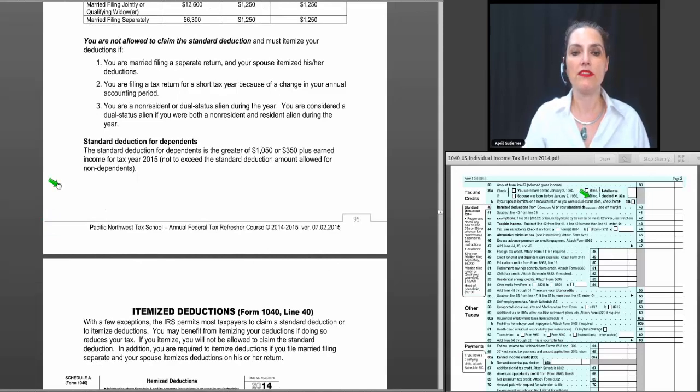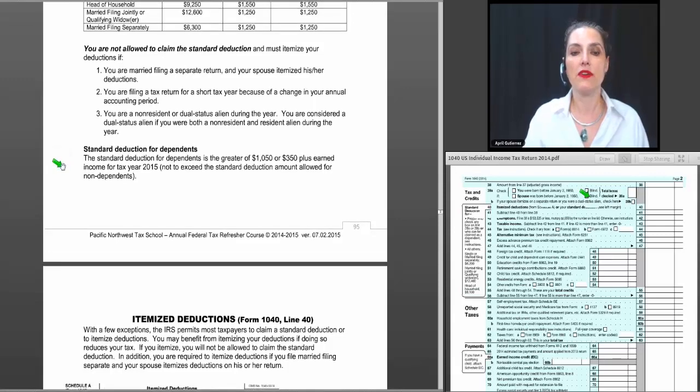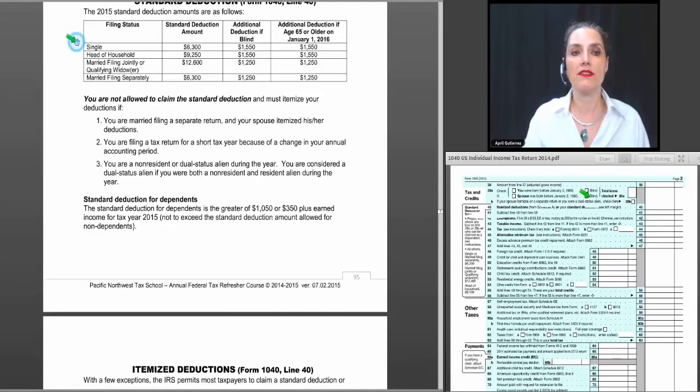And remember, for the standard deduction for dependents, you have to do a formula to determine what the standard deduction of a dependent is, but it is typically going to be the greater of $1,050 or $350 plus their earned income for the year. But the standard deduction for a dependent can never exceed the standard deduction for a non-dependent.